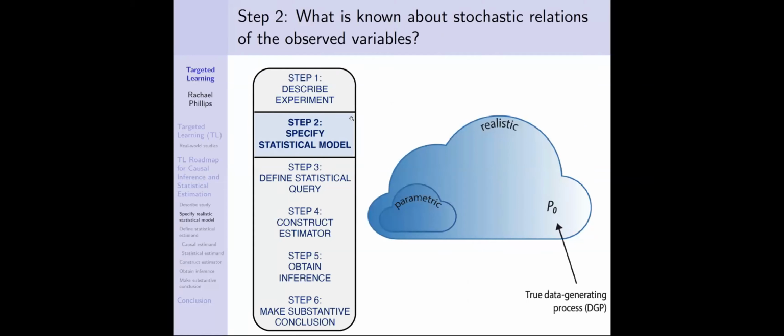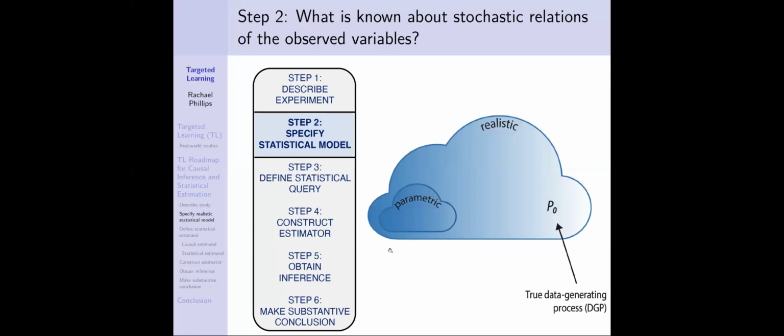So we've described the experiment. We know that there are baseline factors and that the treatment was randomized. The next step is to specify the statistical model. And the motivating question is, what is known about the stochastic relations of the observed variables? So I just said what we know.